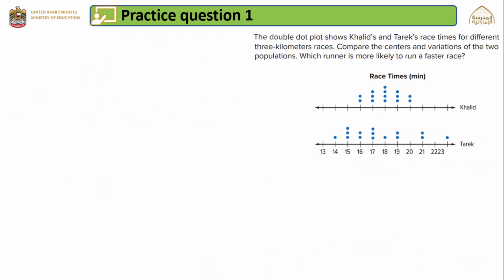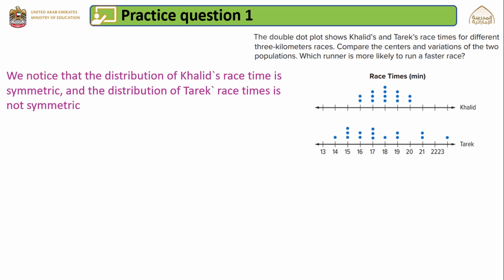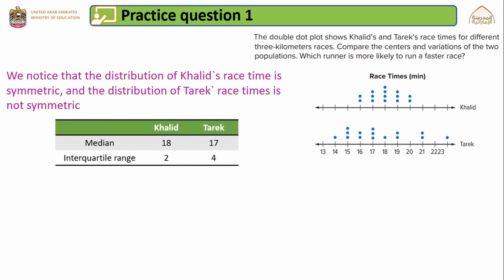The double dot plot below shows Khalid's and Tarek's race times for different 3 kilometer races. Compare the centers and variations of the two populations. Which runner is more likely to run a faster race? We notice that the distribution of Khalid's race times is symmetric and the distribution of Tarek's race times is not symmetric. So we'll use the median and the interquartile range.